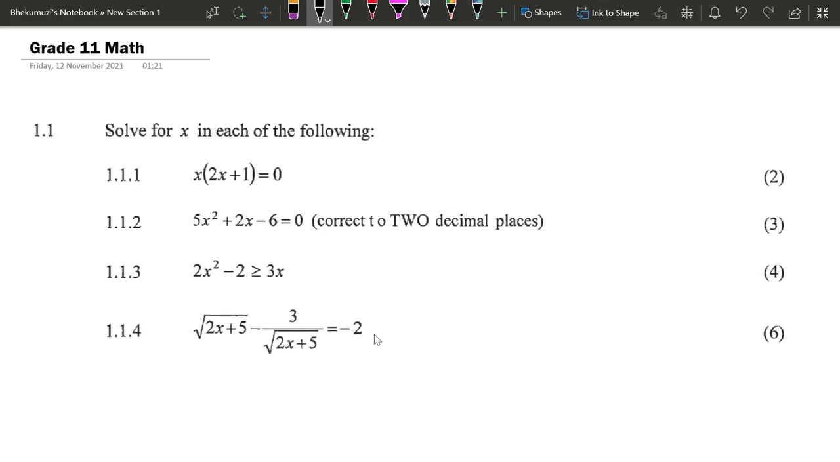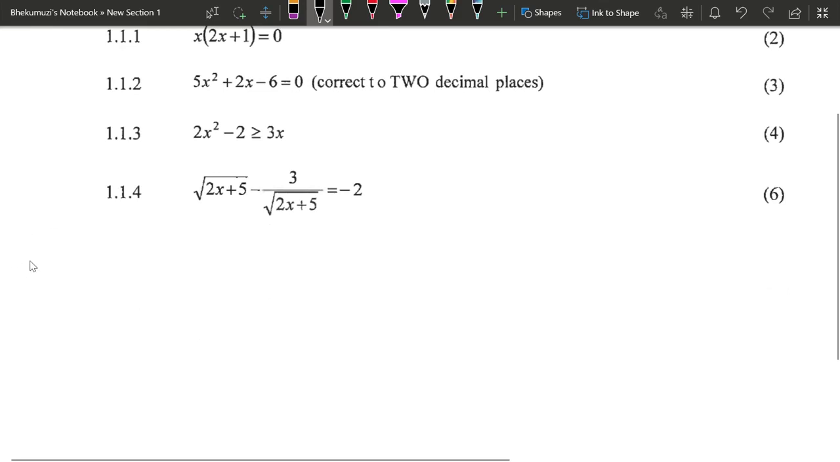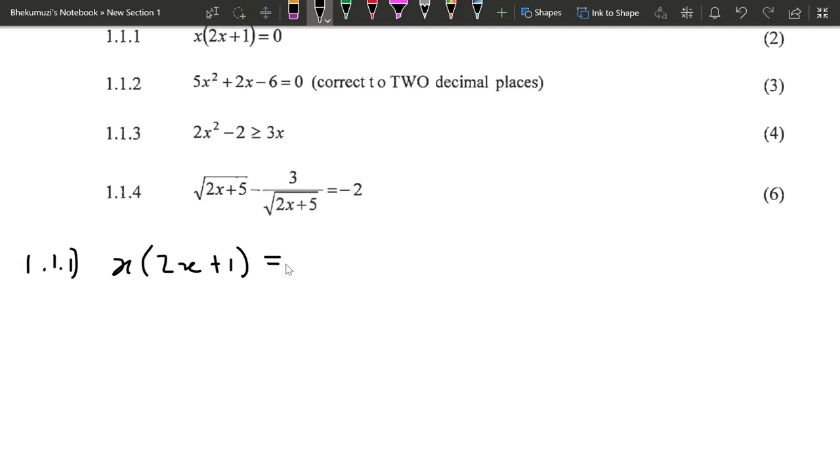So in the first type of question in grade 11, the paper one question, in question one, you usually run into solving for x in each of the following, right? So the first one is 1.1.1, and it basically says that x multiplied by 2x plus 1 is equal to 0. Now, this type of question is something that I think you have seen quite a number of times by now, since you're in grade 11.